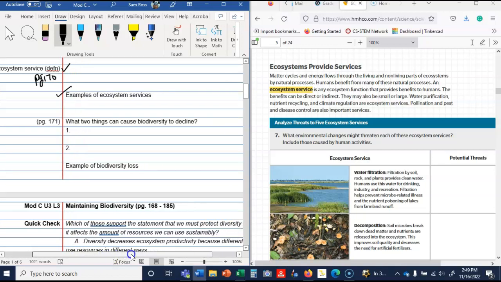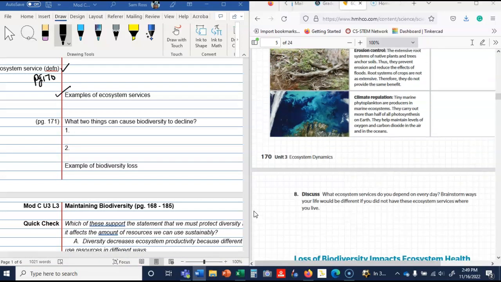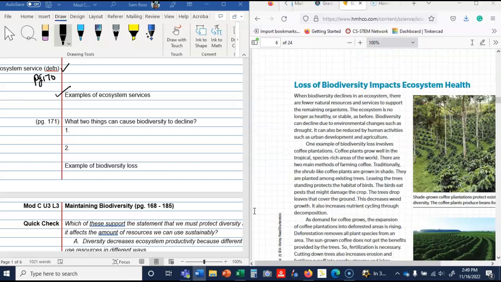Okay, and then we're on to the next page. What 2 things can cause biodiversity to decline? Biodiversity can decline due to environmental changes such as drought. It can also be reduced by human activities such as urban development or agriculture. So it can decline due to environmental changes or human activities.